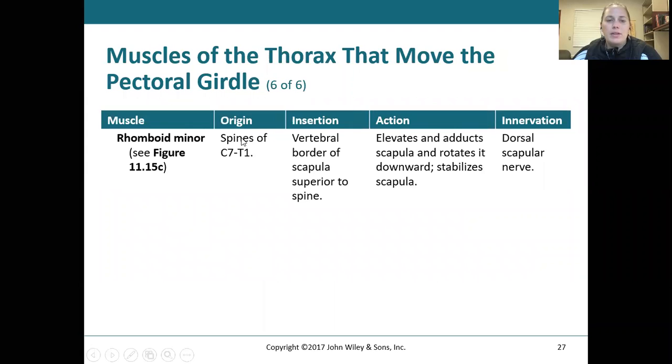Okay, rhomboid minor, spines of C7 through C12. The vertebral border of the scapula to the superior spine. It elevates and adducts the scapula, rotates it downward, and stabilizes the scapula. Its innervation is the dorsal scapular nerve.